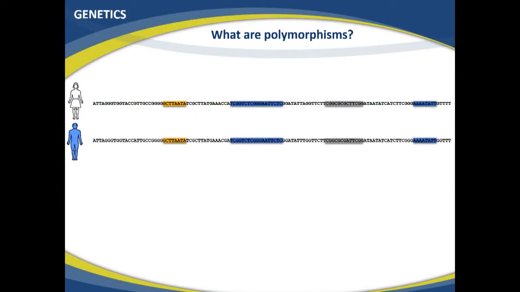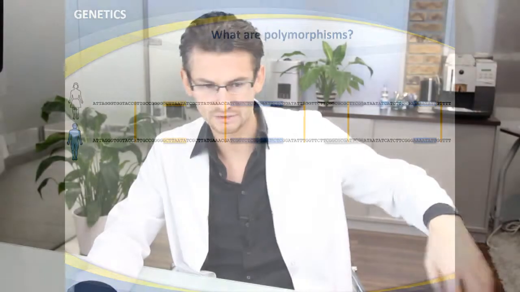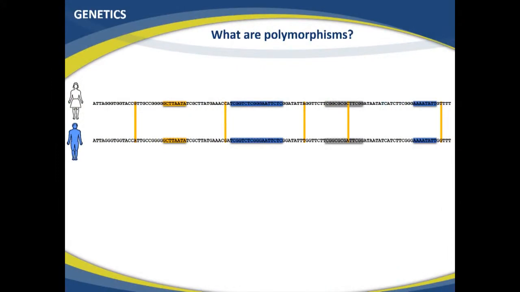You will only find a change on average in 1 in 1,000 genetic letters. So it's almost the same. You only get a few variations, and these are called polymorphisms. The difference between a polymorphism and a mutation is polymorphisms are common, they appear in many people. Mutations are uncommon, they happen in one individual or in one family. So it's really the same thing, it's only a different term that we use.